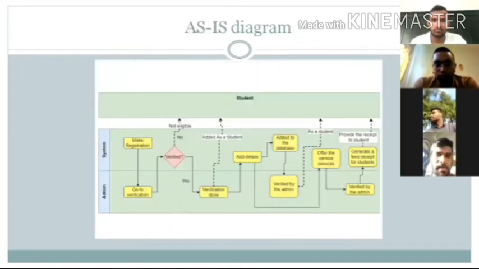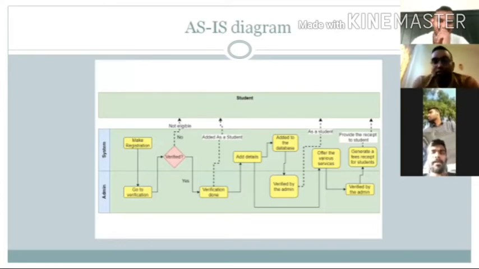The AS-IS diagram. It is also just another way of describing the flow chart. When it comes to this, there are two major factors. One is the system and the other is the admin. The system is like make registration. If it is verified, then it goes to add it as a student, add details, add to the database, and everything that goes from start to end.